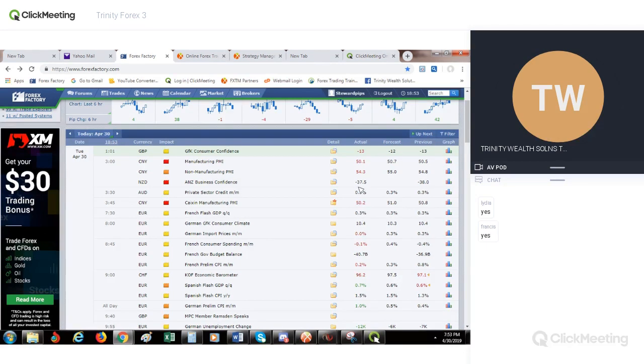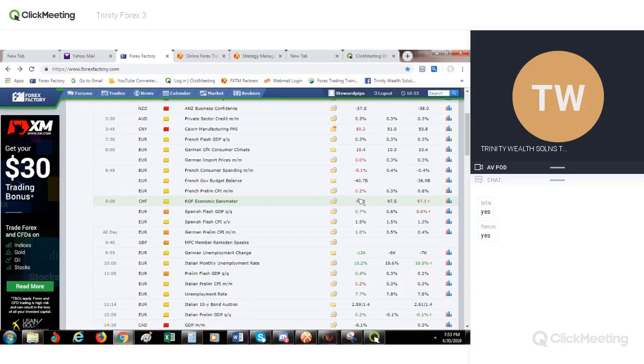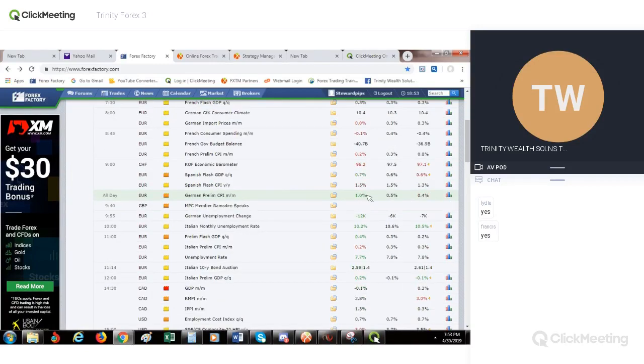If it is just in the range of what was expected, like you can see the private sector credit for AUD, we were expecting 0.3. It came 0.3, so no change. It's the same, so they're actually just the same color. All right, but if what was released is better than what was forecasted, then it will be in green. So this affects the currency in a positive direction, right? So that's what it means.